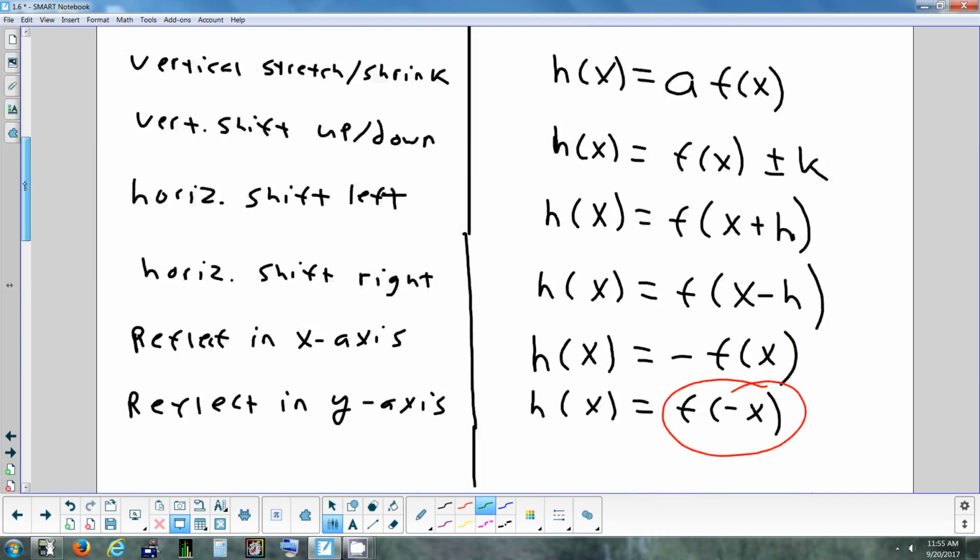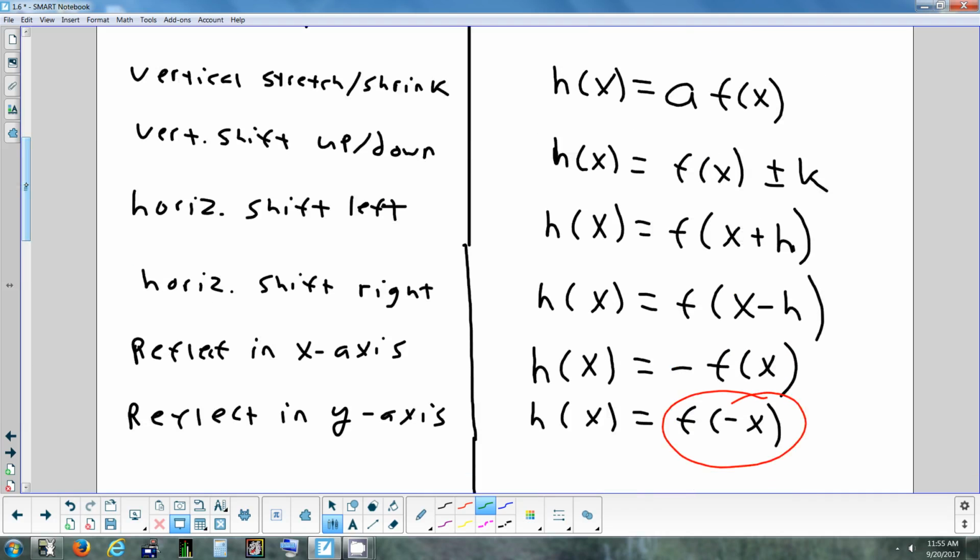Yeah. Go back up to the chart because that was the last one for today. Okay, so that's how you can create new functions, but the focus is on figuring out, when you do that, what did you do to the domain? What did you do to the range?